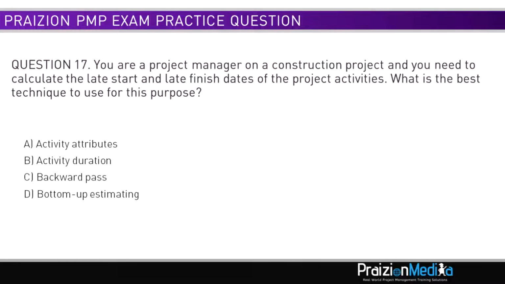Question 17. You are a project manager on a construction project, and you need to calculate the late start and late finish dates of the project activities. What is the best technique to use for this purpose? A. Activity attributes. B. Activity duration. C. Backward pass. D. Bottom-up estimating.